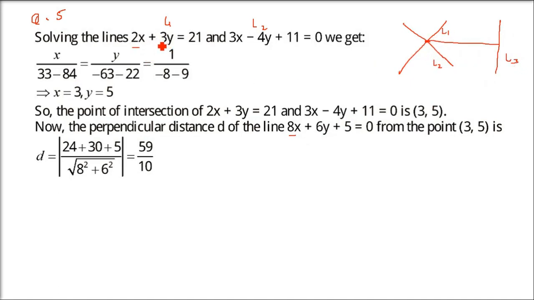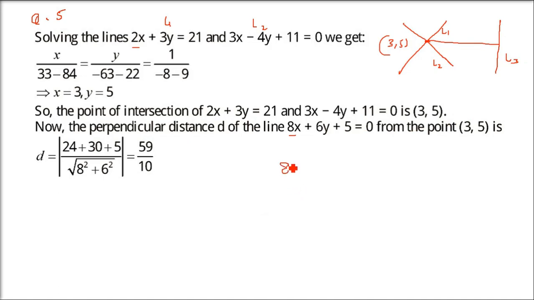So first we have to find out the intersection. You know how to find the intersection. We have done it a lot. You can use either the linear method or the cross multiplication method. It's up to you. I hope that you'll be able to find x and y, the intersection point. So 3 and 5 is going to come. 3 and 5 is the point of intersection. Now we have to find out the distance.